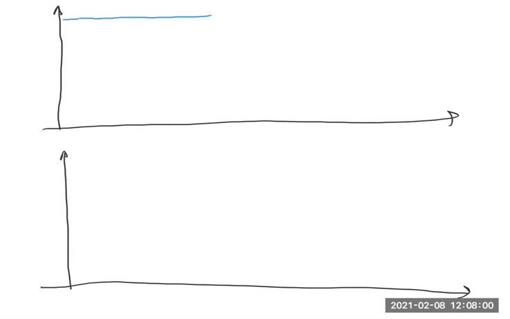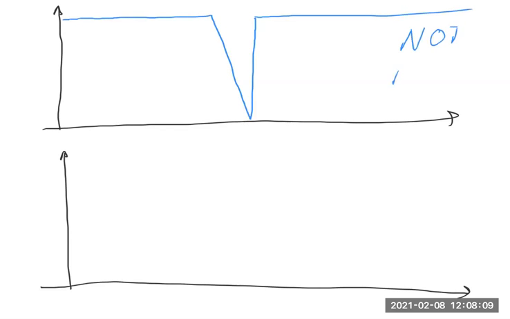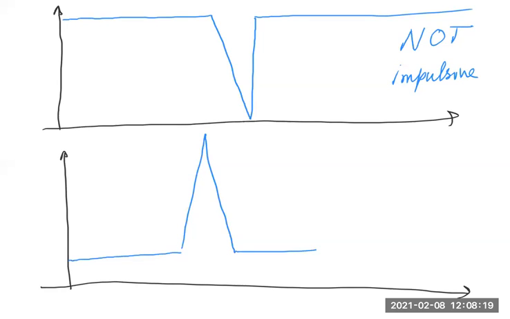Large force suddenly becomes zero and again becomes large, not impulsive. Small force suddenly becomes large and then becomes constant, or maybe it becomes zero, that makes no difference. This is impulsive.